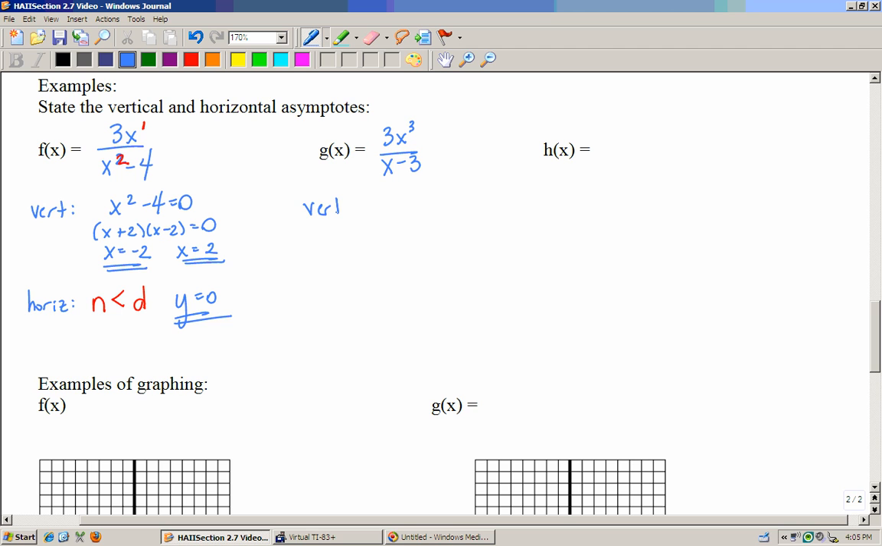If you're trying to find the vertical asymptotes, you're setting the denominator equal to 0, because that's when it's not possible, and that would happen when x equals 3. So the vertical asymptote is an equation of the line x equals 3. The horizontal asymptote is when you look at the degrees of your numerator and denominator. The degree in the numerator is 3, and the degree in the denominator is 1, and 3 is greater than 1. So your numerator's degree is greater than your denominator's degree. So that means automatically there is no horizontal asymptote.